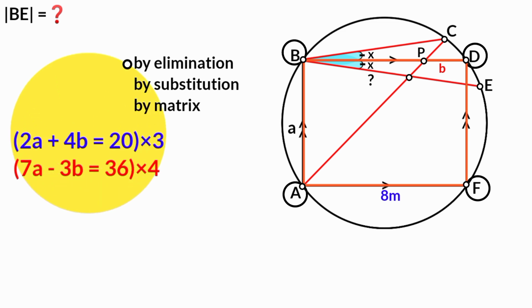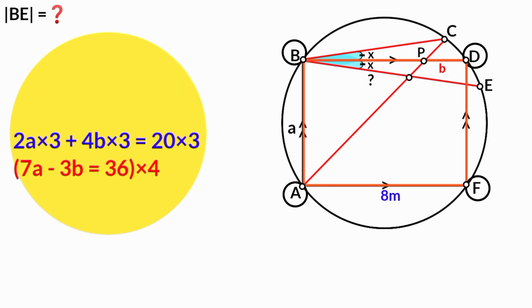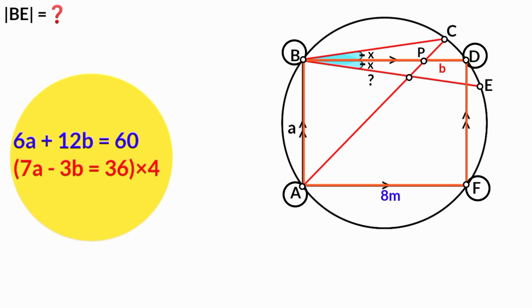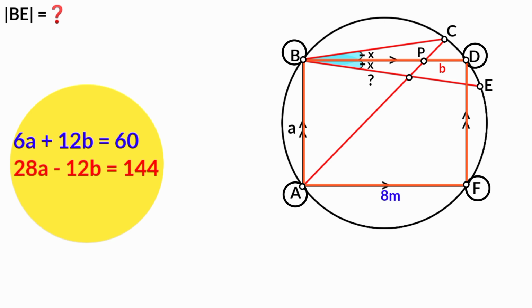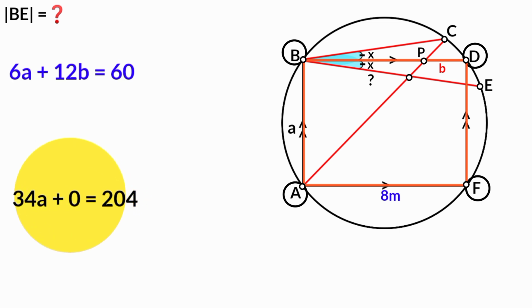Now multiplying this equation by 3, it will be 2A times 3 plus 4B times 3 equal to 20 times 3, which is 6A plus 12B equal to 60. And this multiplied by 4 will be 28A minus 12B equal to 144. Now add both equations. 6A plus 28A is 34A, plus 12B minus 12B is 0, and 60 plus 144 is 204. So 34A equal to 204.